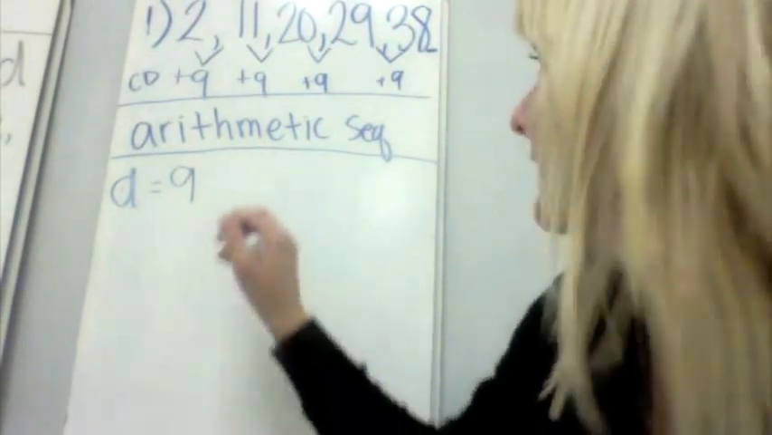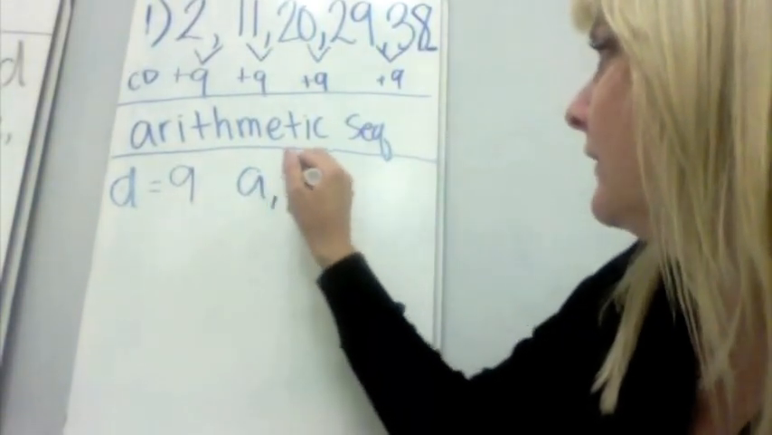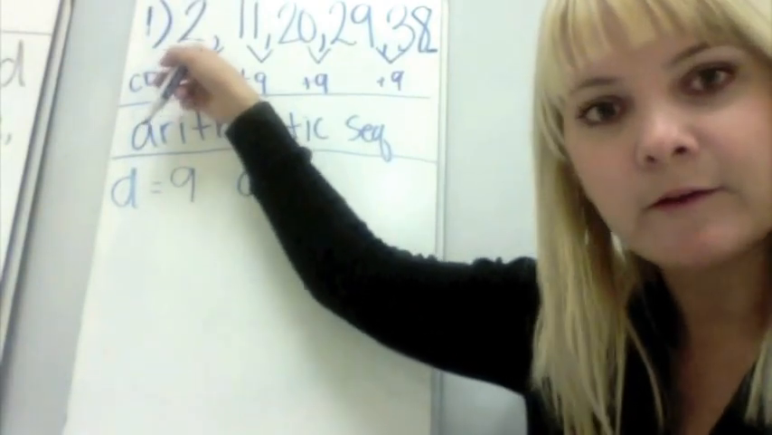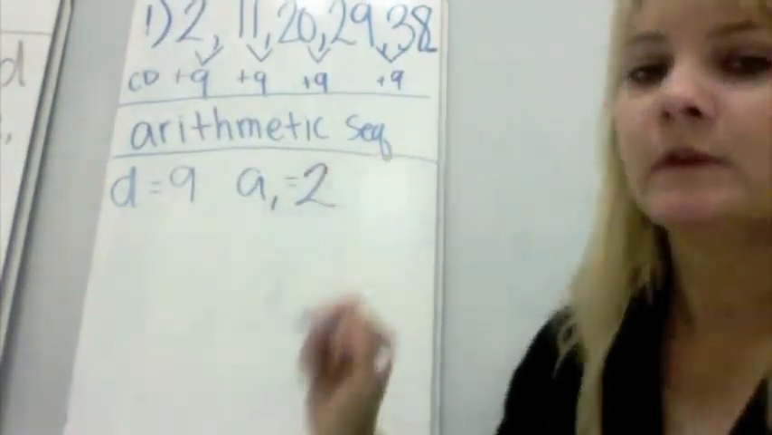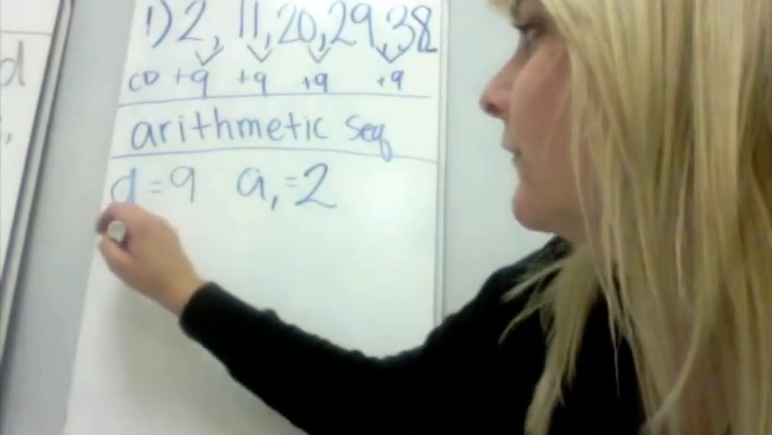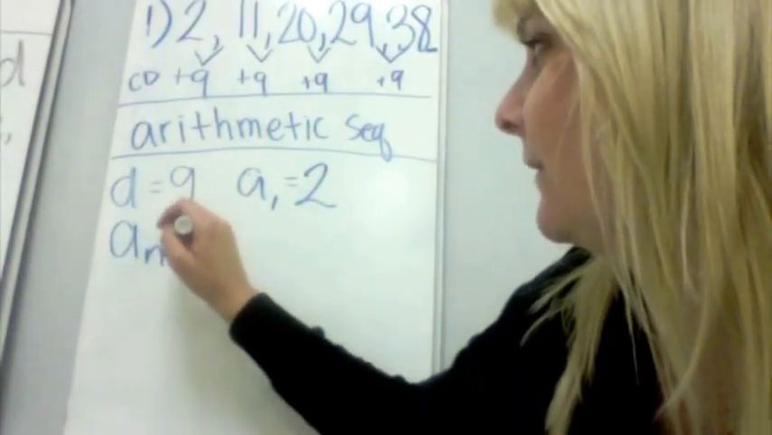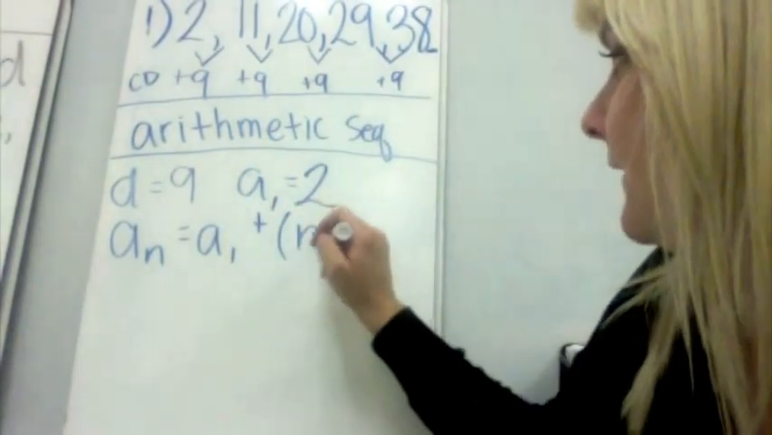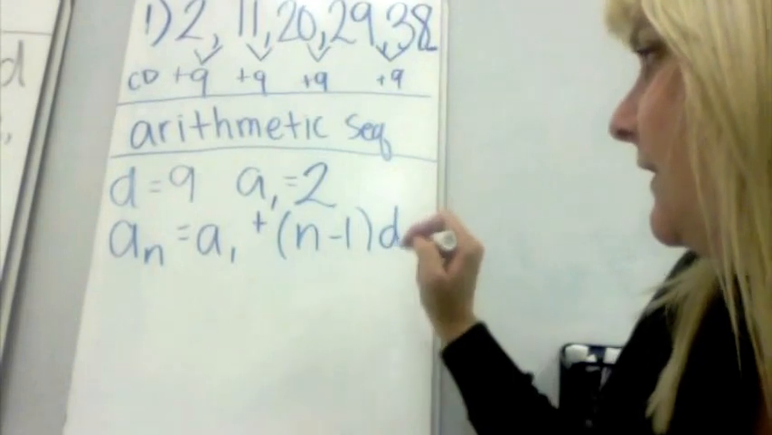Now for our formula, we need to know what a sub 1 is, meaning our first term. So to find the first term, we look at our sequence, and the first term given is 2. So a sub 1 equals 2. So now we have all the information we need to write the rule, which we'll use a sub n equals a sub 1 plus, open parentheses, n minus 1, times d.